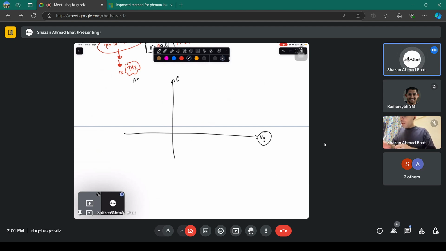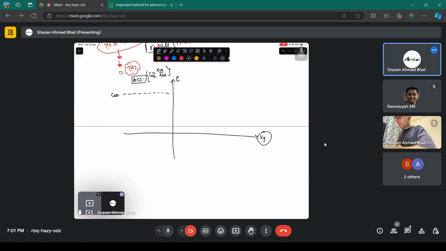Now, in accumulation, you know that the overall capacitance is the oxide capacitance, which is epsilon ox divided by the thickness of the oxide. And this is overall constant. If the oxide thickness is constant, epsilon oxide is constant, so this is going to remain constant up to a certain value. So this is C accumulation, which is C oxide.